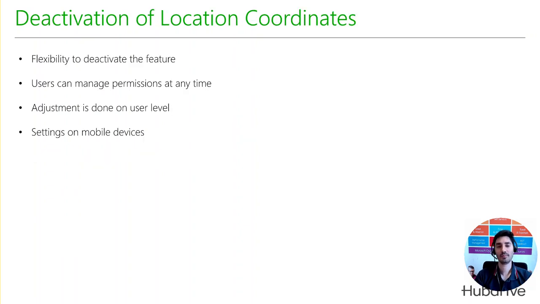We also have here the deactivation of location coordinates, so as I mentioned, the geolocation. The feature in Rollup 42 was brought back to the system, and when employees used their mobiles to record their attendance details, this field with the location coordinates was also registered. But now we have the flexibility to deactivate this feature. The users, employees in this case, can manage this permission at any time. Once they open their mobile phones, they can go to the settings and deactivate that. It's important that they can reactivate it at any moment. This is done right now only at the user level.